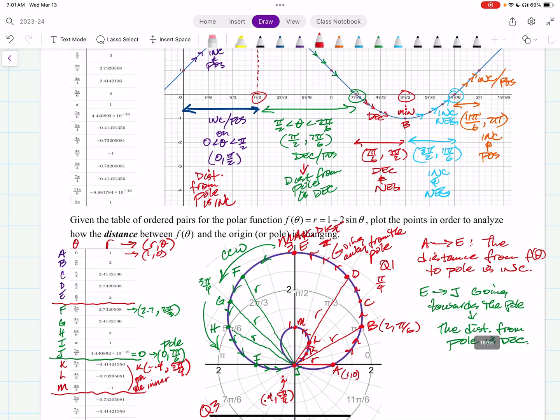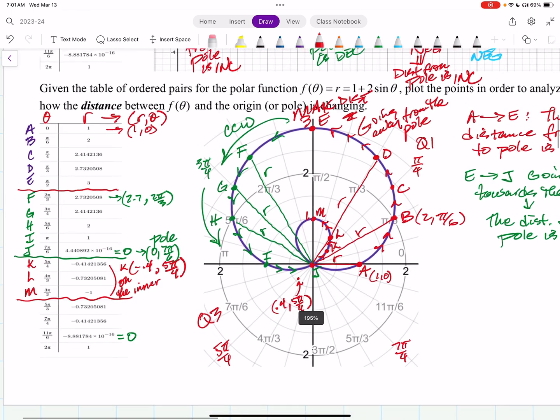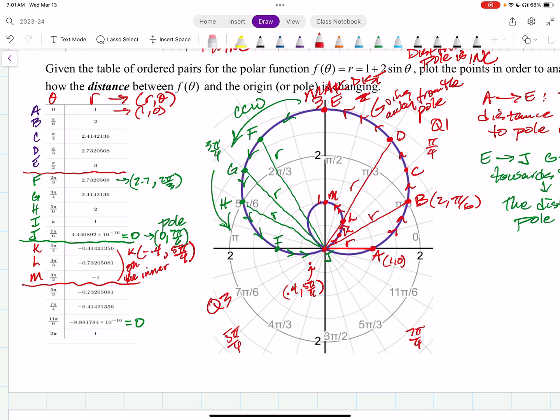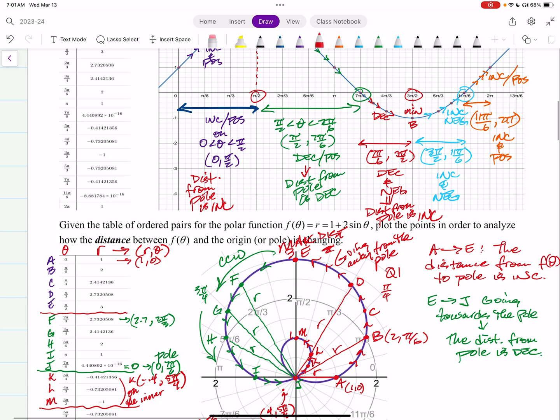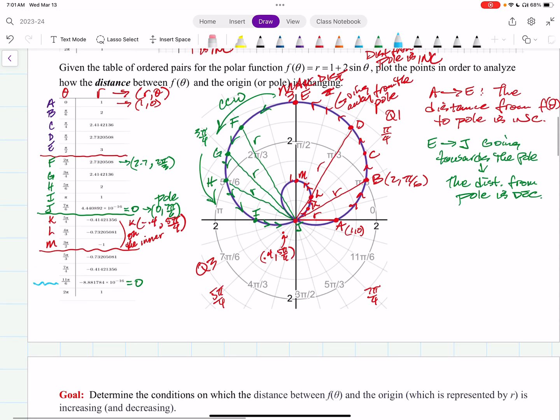Okay, so here, so what do we have? We have distance from pole is increasing in that little interval. Okay, so now you're at the top of the inner loop. Now what's going on? We're at point M, and all we have to do is do this a few more times. So now I'm in light blue. Okay, so the next interval is from 3/2 pi to 11/6 pi. So right here. What's going on in through here?